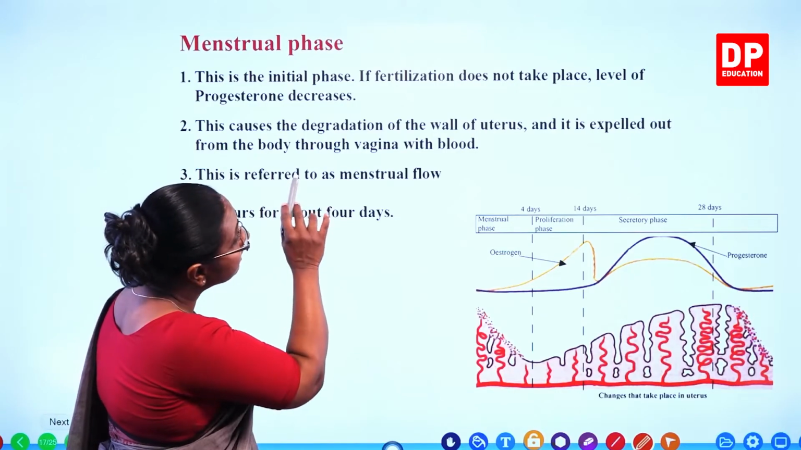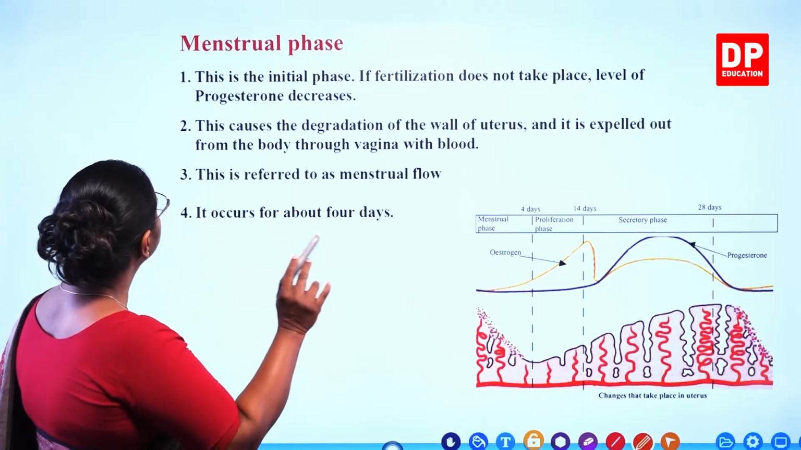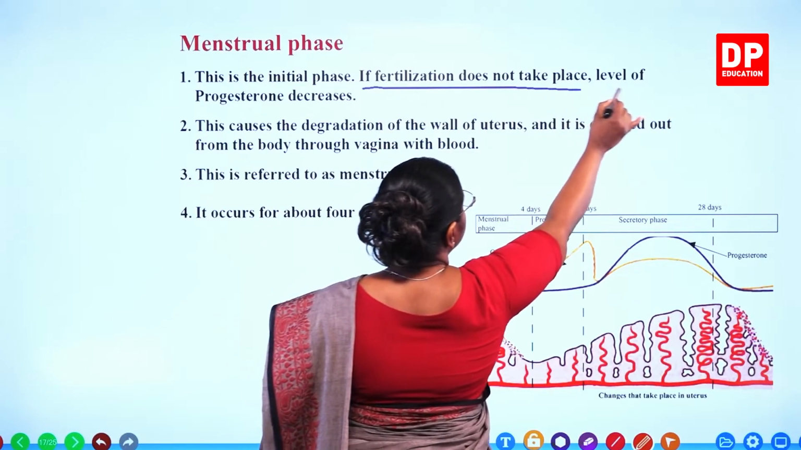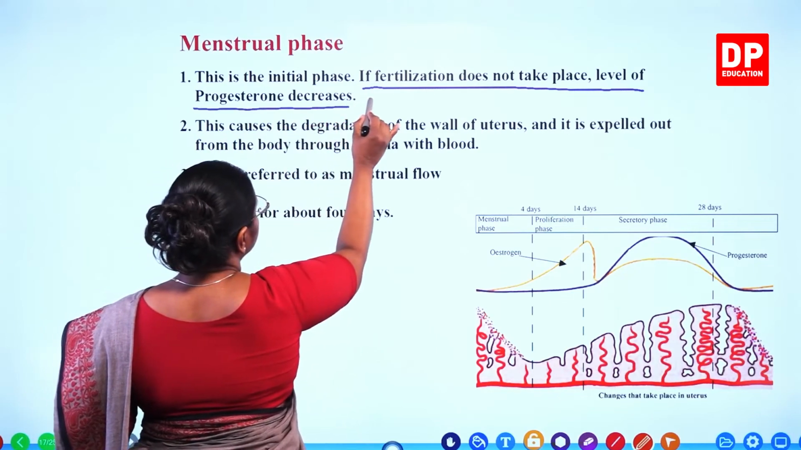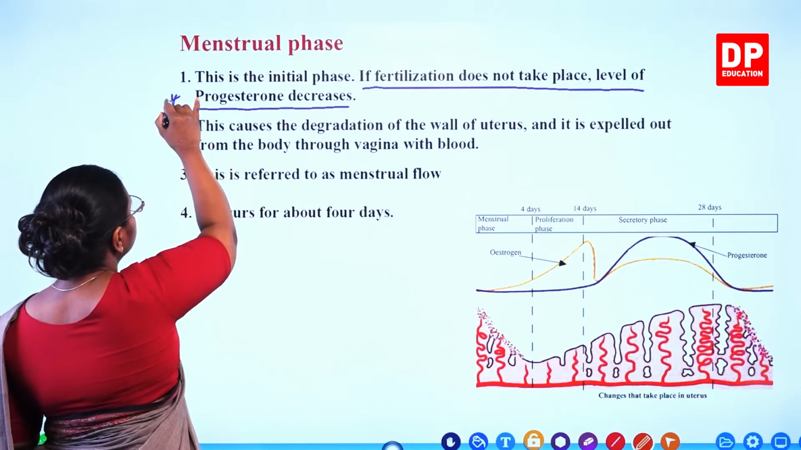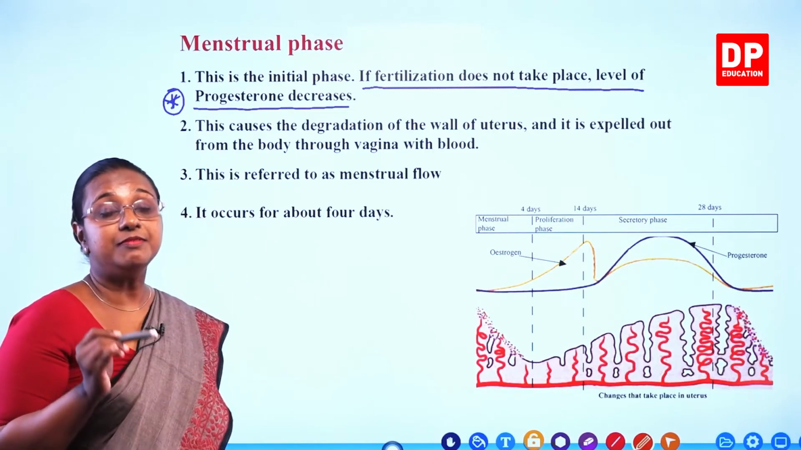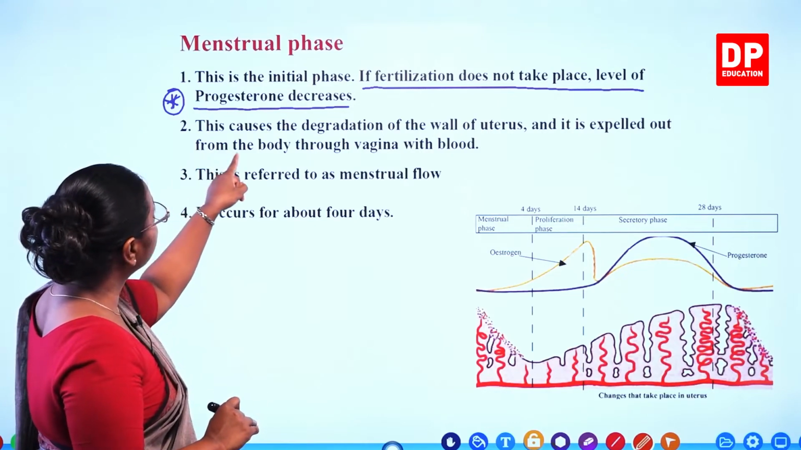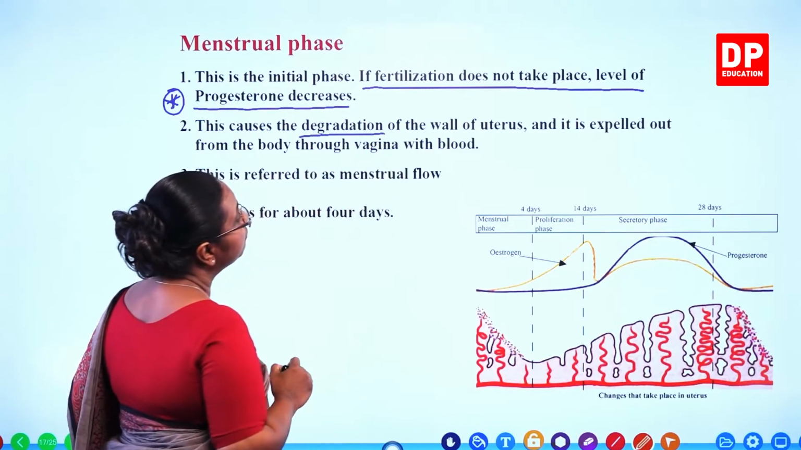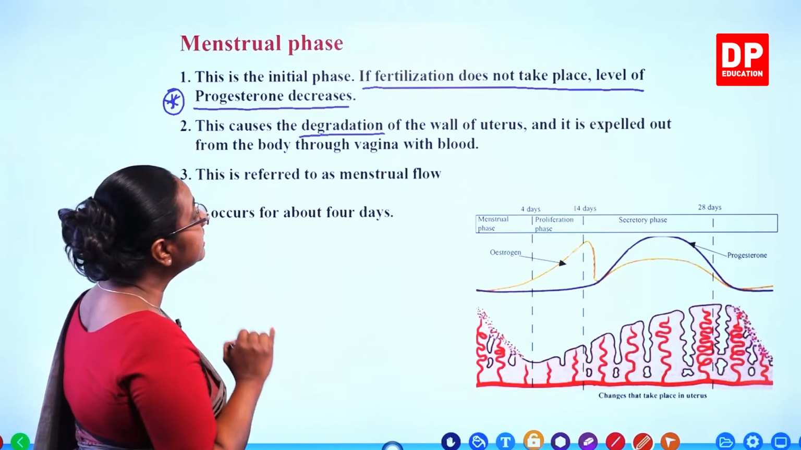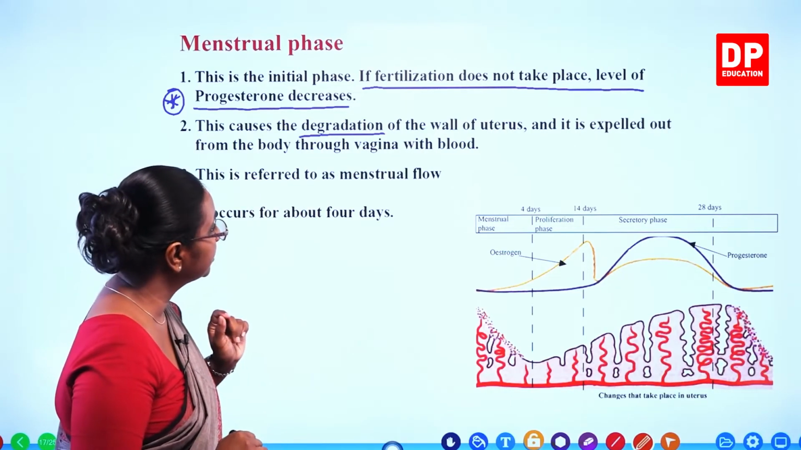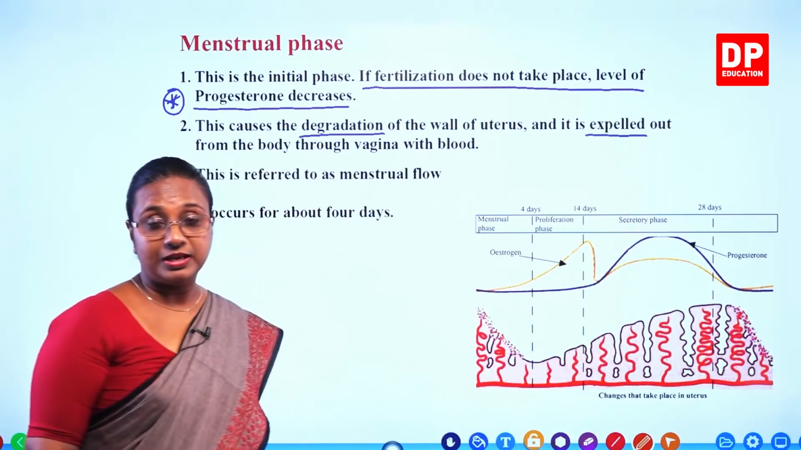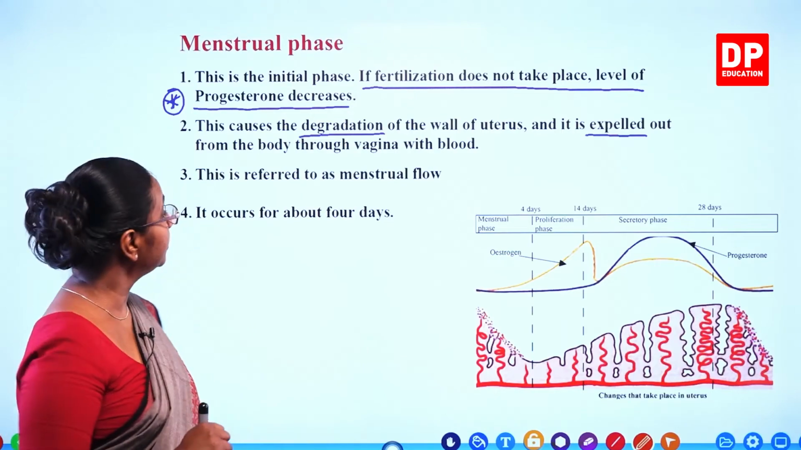So if fertilization does not take place, level of progesterone decreases. So as you know, progesterone helps to develop the fetus. So if there is no fetus, the progesterone decreases. This causes the degradation of wall of the uterus, and it is expelled out from the body through vagina with blood. So the expelling of the wall of the uterus, that is the first day of the menstrual cycle.